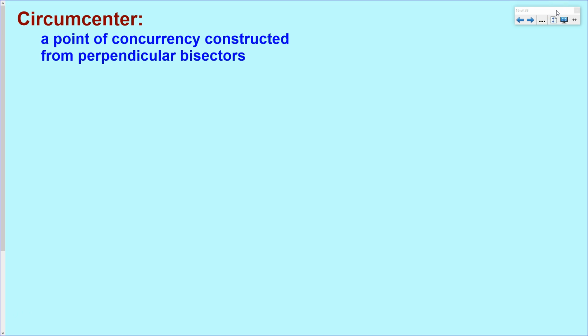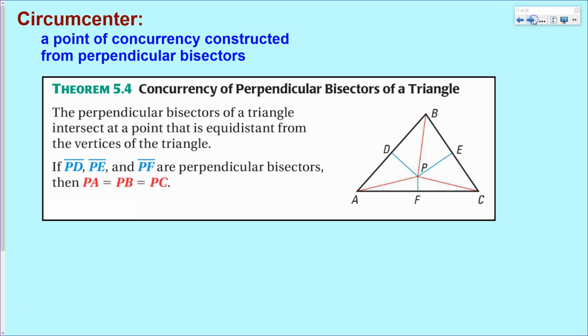And here you will see the official vocabulary. A circumcenter is a point of concurrency constructed from perpendicular bisectors. And as we saw with the software program, those 3 red segments on this one are equivalent in length. So you have a theorem saying that the point of concurrency exists and those distances are the same. So there's Theorem 5.4 for you.